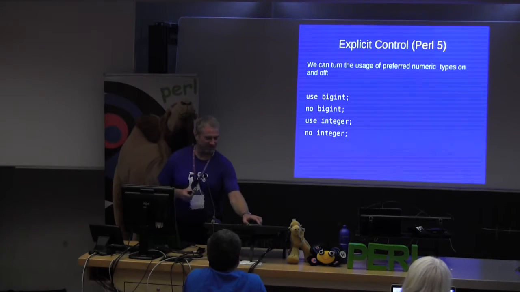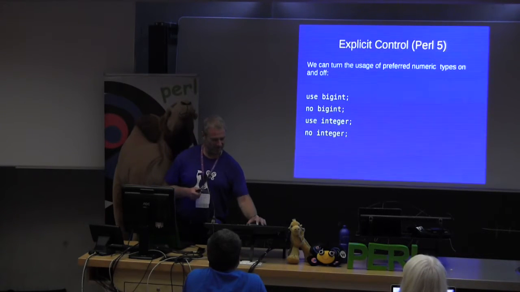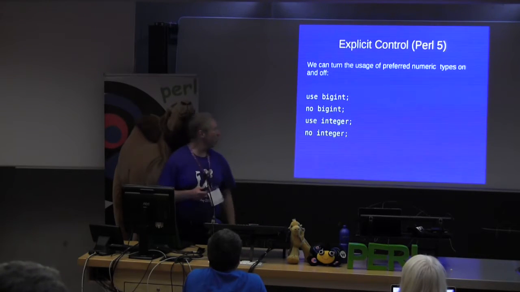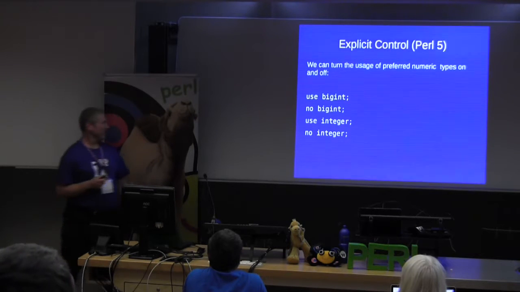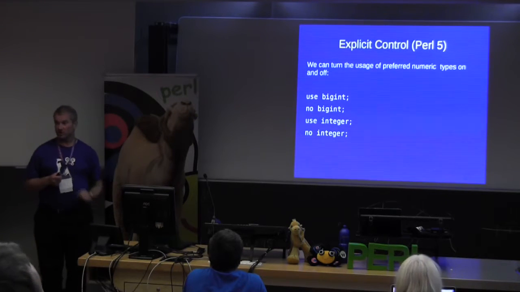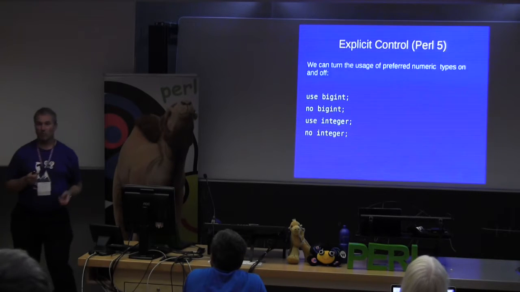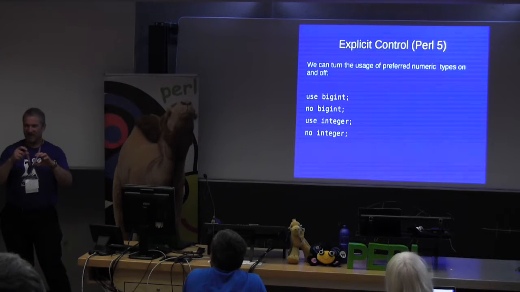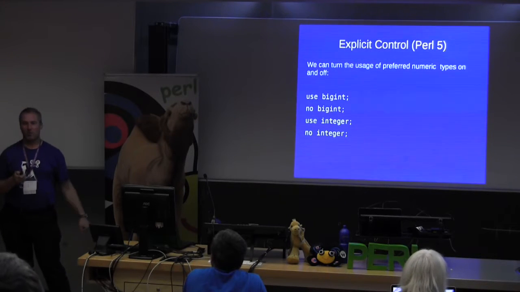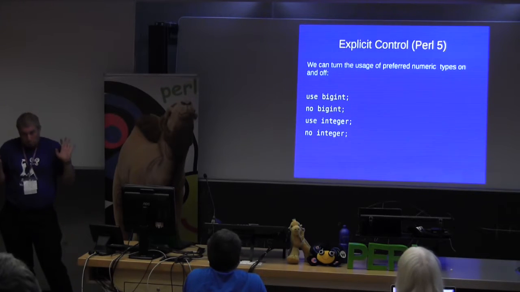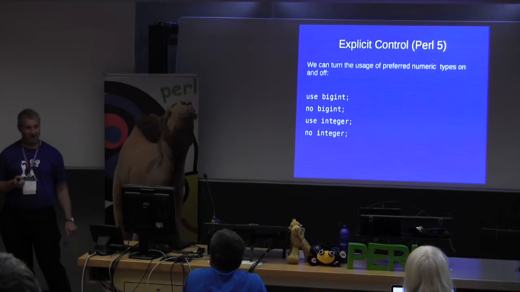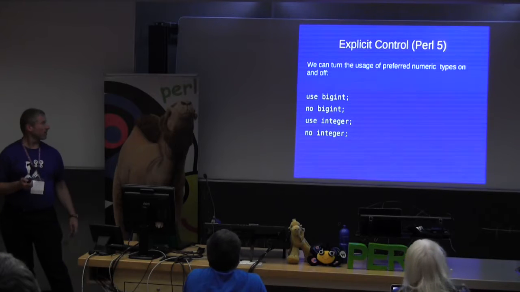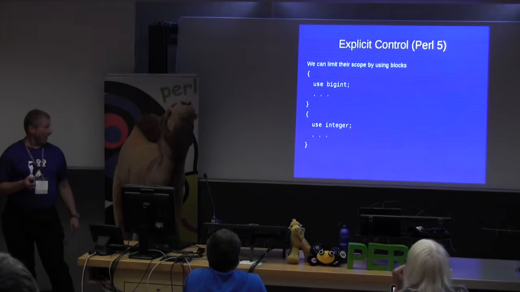Okay. So let's see where we are. We can turn this thing on and off very easily. So we can just use bigint and then use no bigint. Yeah? And then we say use integer and use no integer. So we can turn it off and on. And when it's turned on, it uses that, and when it's turned off, it goes the normal way again. Maybe not how we would design it now, but that's what it is. We can use it.